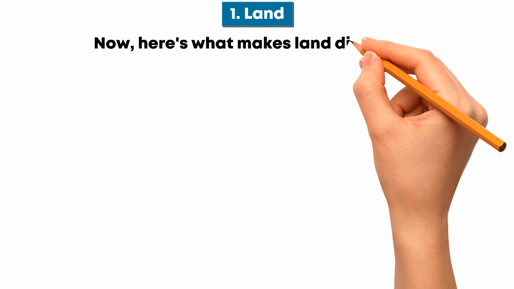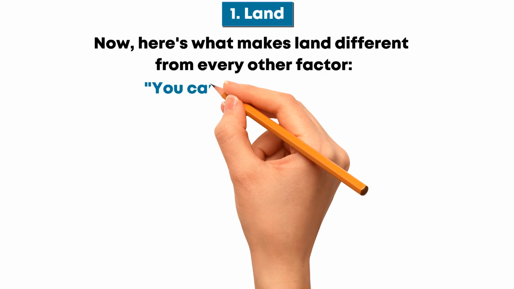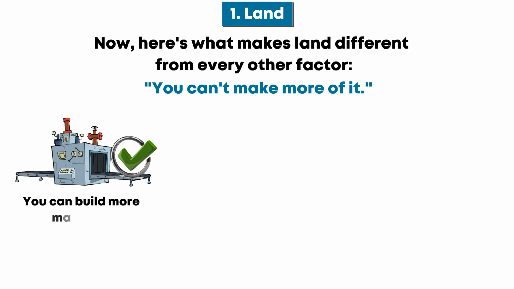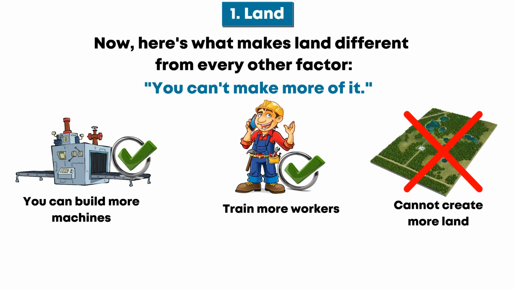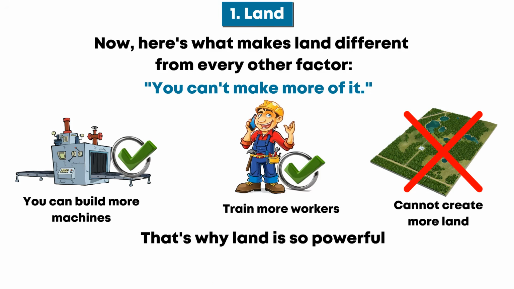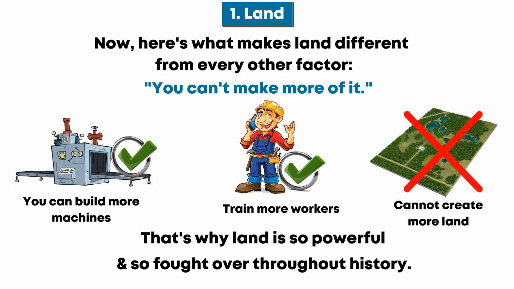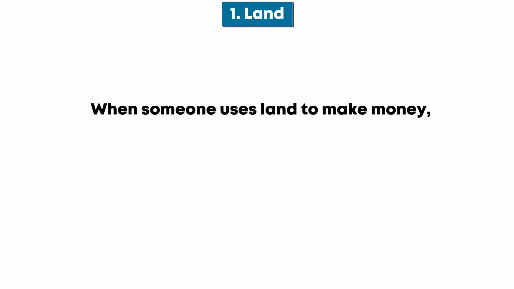Now, here's what makes land different from every other factor. You can't make more of it. You can build more machines, you can train more workers, but you cannot create more land. That's why land is so powerful and so fought over throughout history. When someone uses land to make money, that income is called rent.